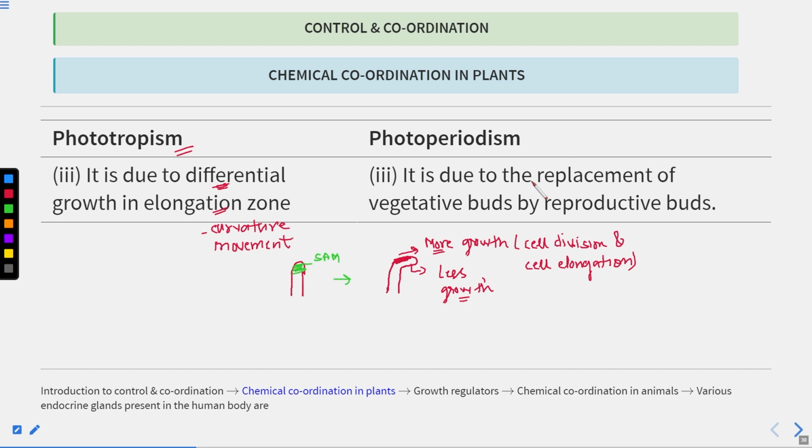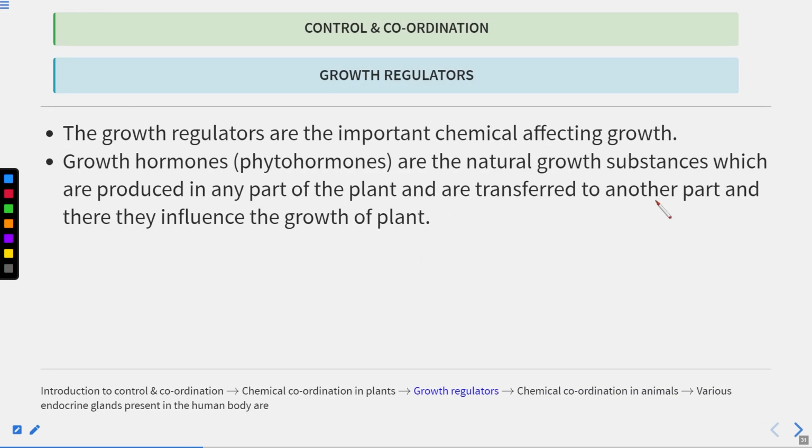Clear? Now photoperiodism is due to the replacement of the vegetative buds by the reproductive buds. I have already told you there are two phases, the vegetative and the reproductive phase. So vegetative buds, which give rise to the stem and branches, are replaced by the reproductive buds, which will give rise to the flowers. Clear? Now let's move on.